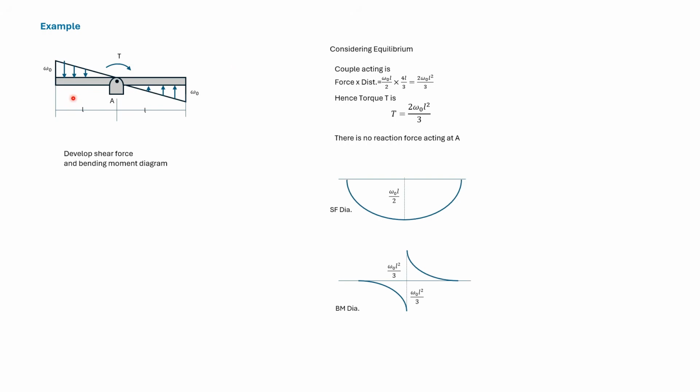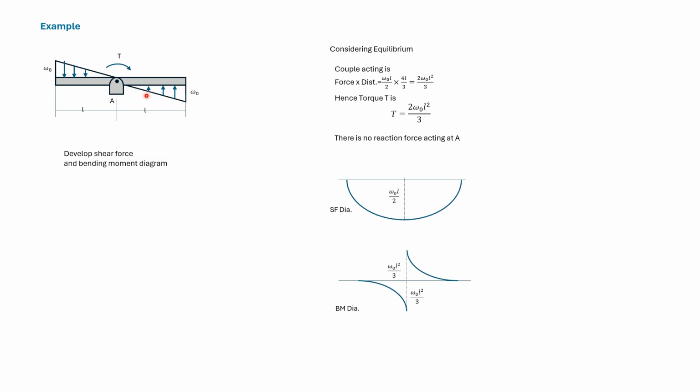Here we have another example. This is a beam subjected to uniformly distributed load and a torque as shown. The uniformly distributed load is triangular in shape both in the left and the right portions. They create a couple which is resisted by the torque jacks in this connection.